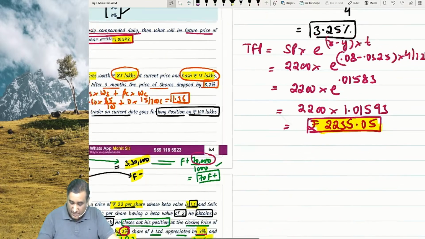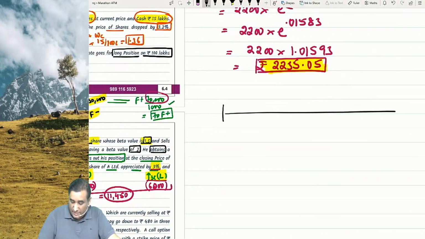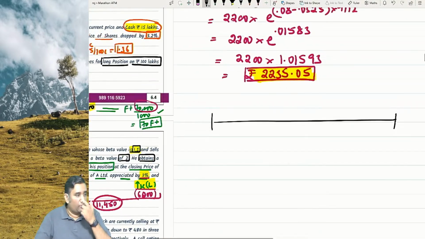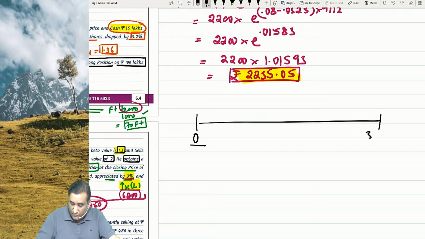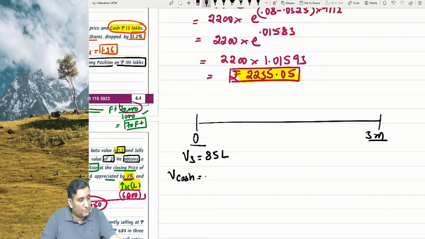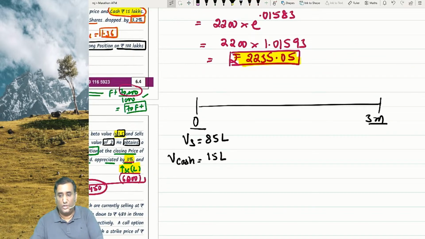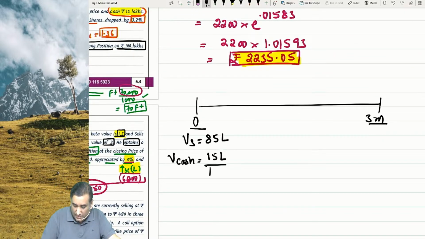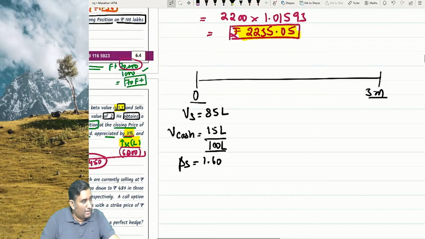Let me start here. I've given you the solution. Help me out with the rough line chart. 0 period and we have to go. What is my value of shares in this? 85 lakhs. The value of cash I have is what? 15 lakhs. Value of shares is 85, value of cash is 15 lakh. Total value is 100 lakh. The beta of the share I have is 1 point. And I am also F plus on what? How much amount?